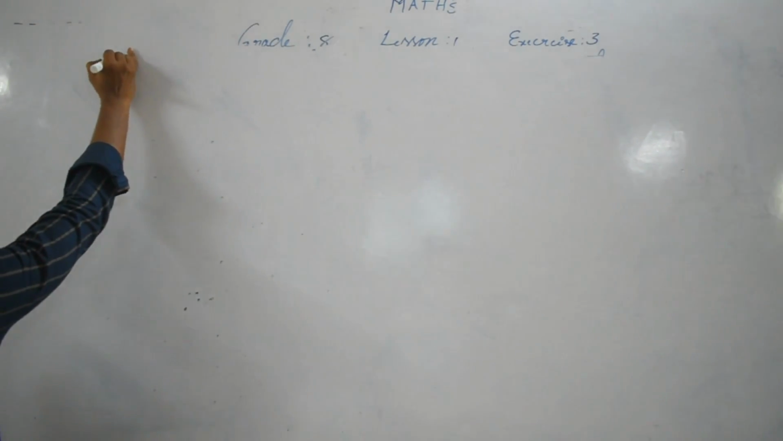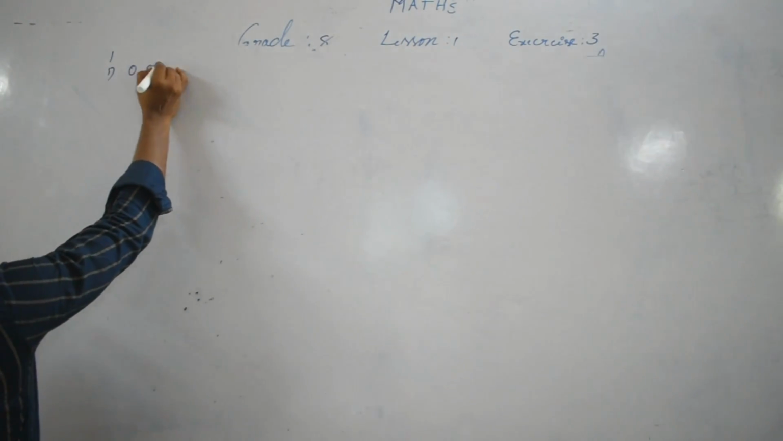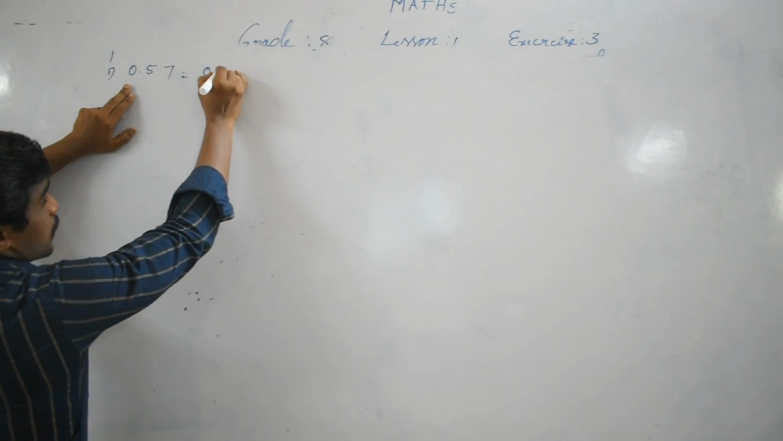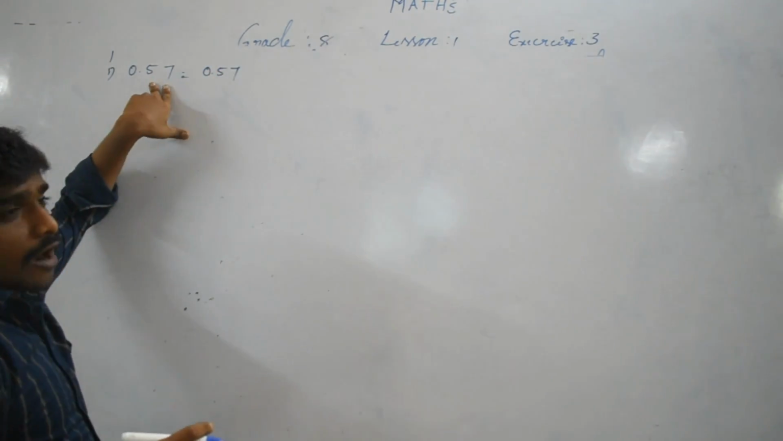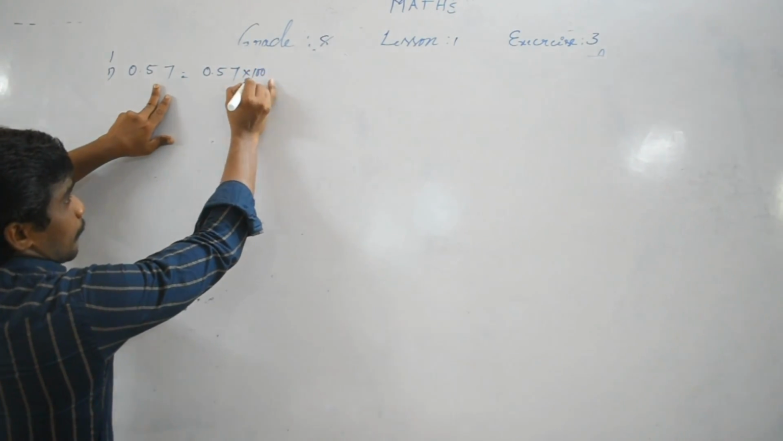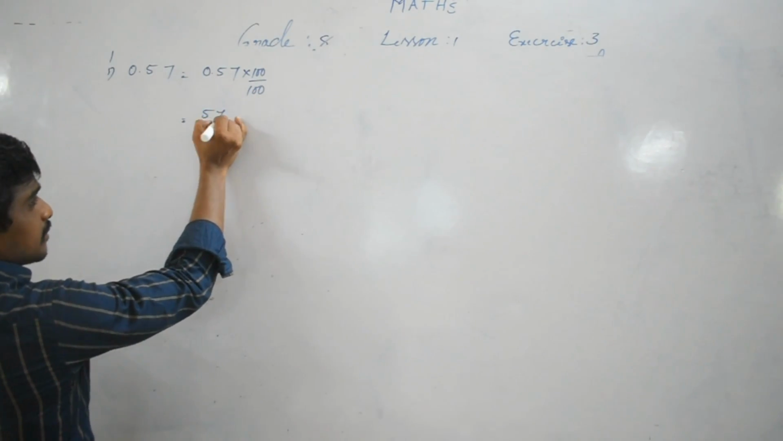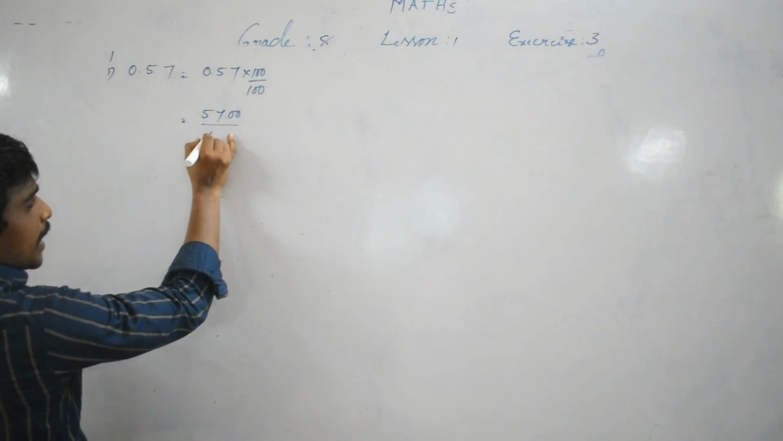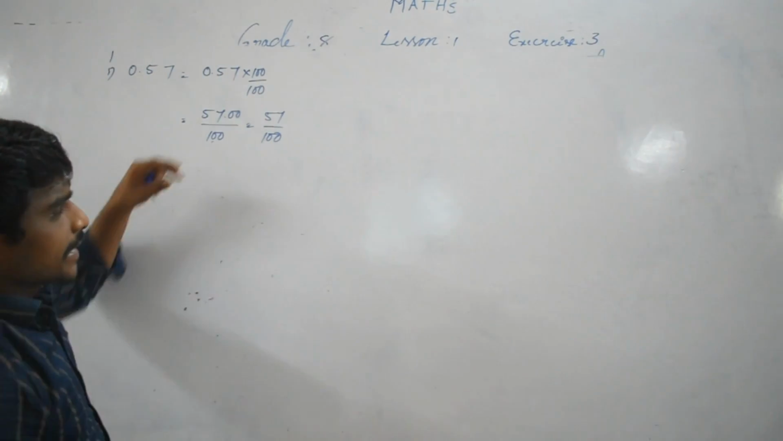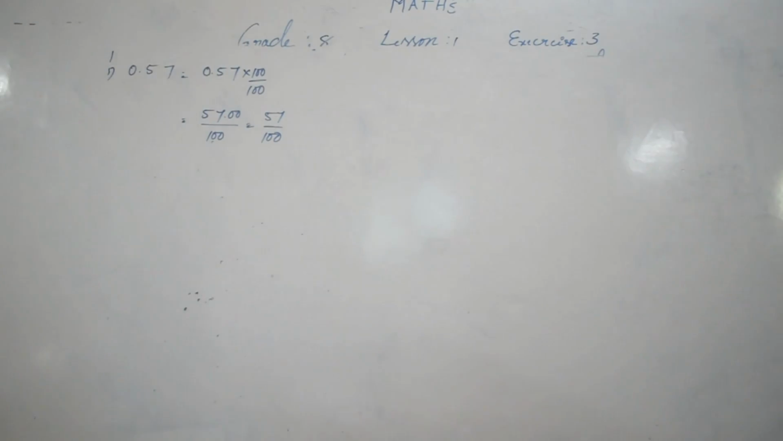So first problem, 0.57. Here, already there are two numbers after the decimal point. So we multiply and divide by 100. So 57.0 by 100, so 57 by 100. Here p is 57, q is 100. Next one.